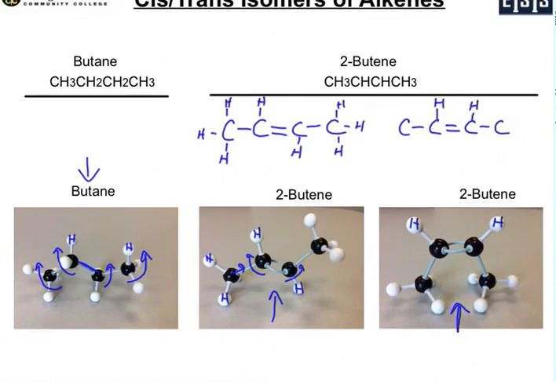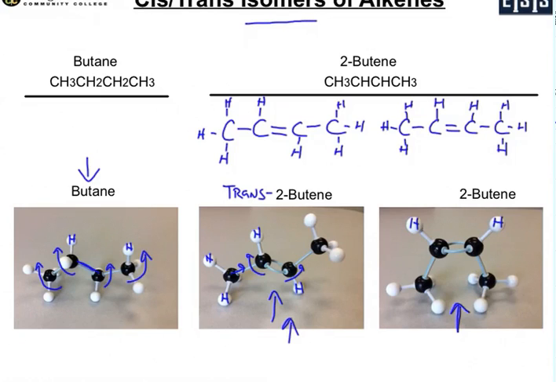And so once I draw an expanded structure of the molecule, I now have a decision to make of which way do I draw it. So when the hydrogens in this one are across from each other, that is called a trans isomer. So it's a trans-2-butene.